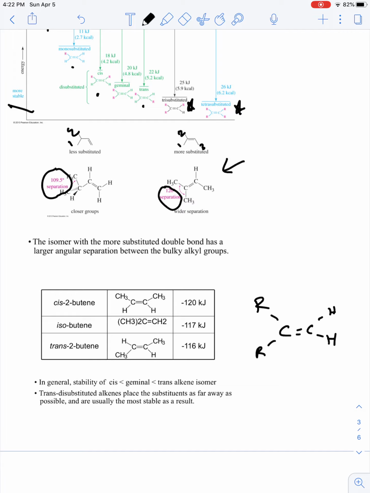So trans is going to be more stable, which again makes sense if you think about it, because these R groups are going to be further away. So they're just separated further from each other. So again, trans would be more stable than cis, for example.